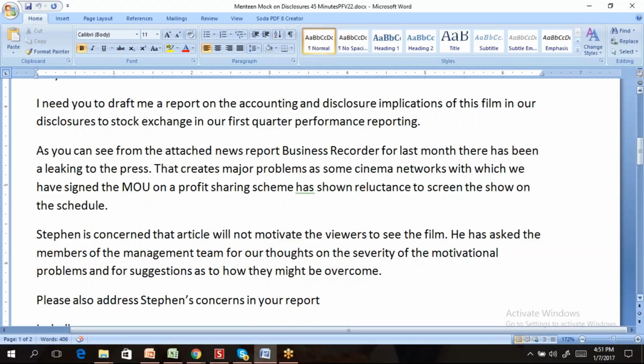Neither can you disclose everything, because it's going to have a big impact on your share price and all that. So as you can see from the attached news reports, Business Recorder, for the last month there has been a leak into the press that creates major problems, as some cinema networks for which we have signed the MOU on a profit sharing scheme have shown reluctance to stay in the show on the schedule. Remember, with the film, sometimes they sell it outright, sometimes they sell it on the basis of ticket collection, profit sharing basis, with the cinema.